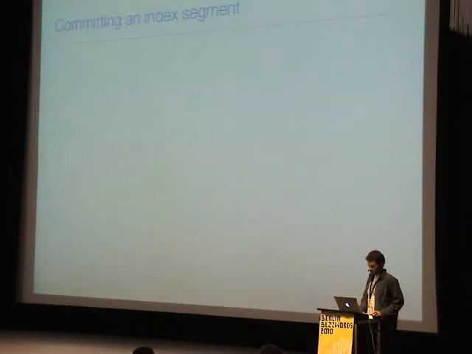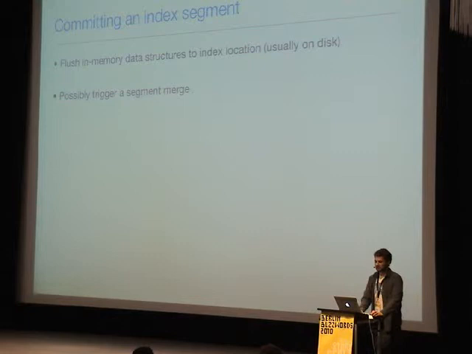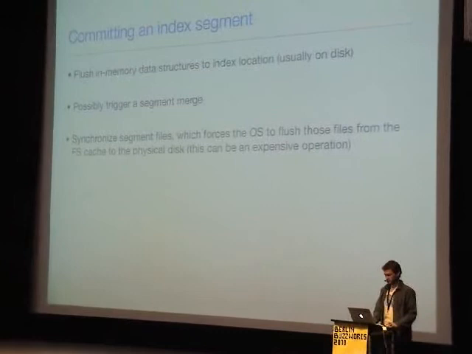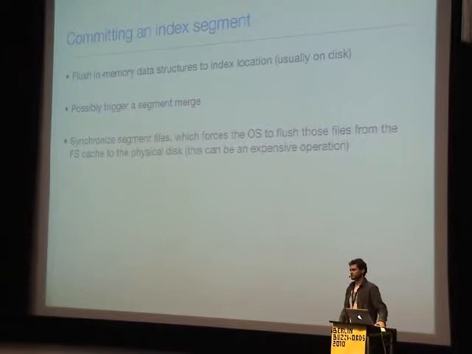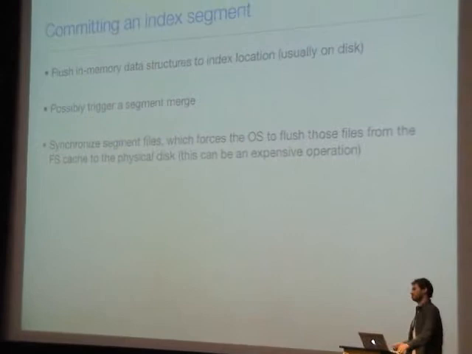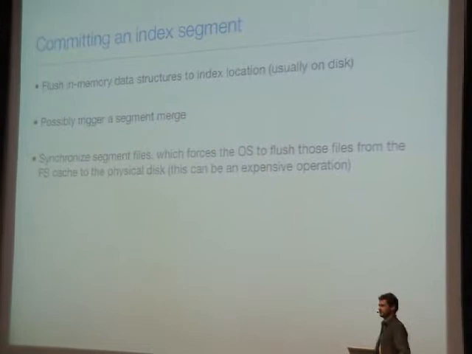Committing an index segment to disk usually has multiple steps. The first step is flushing all the in-memory data structures to disk. The next is possibly triggering a segment merge, as I just mentioned. Then there's one important step for ensuring consistency. Lucene has high promises for consistency, so you should be able to pull the plug on your computer so that it totally crashes, and when you bring the machine back, the index should not be corrupted. That's what we promise.